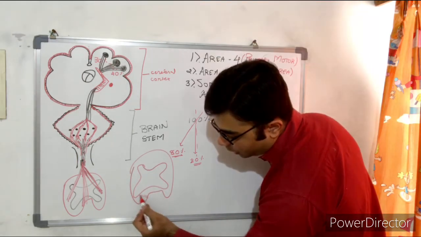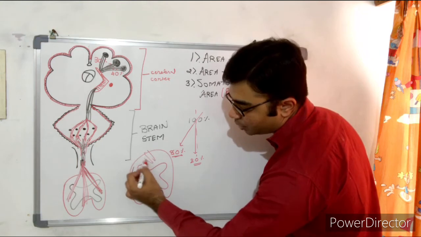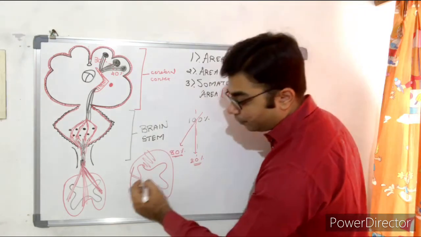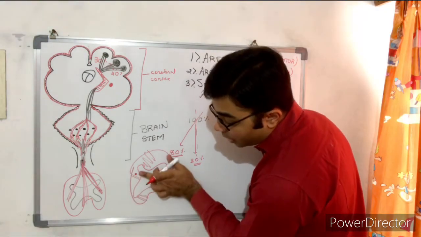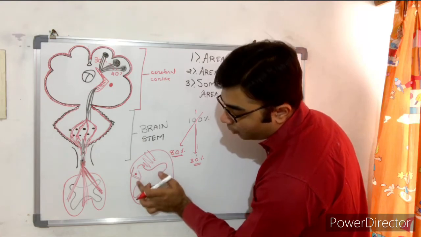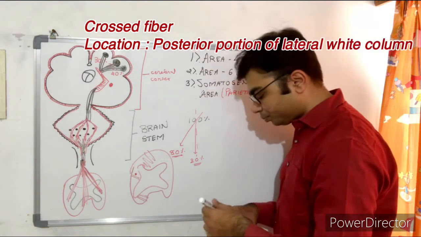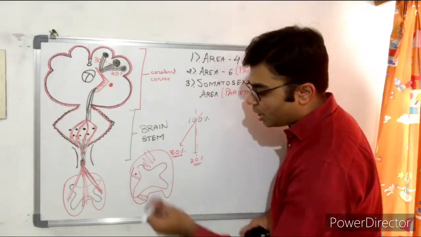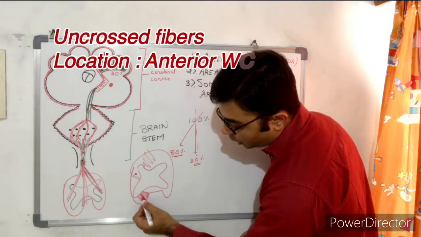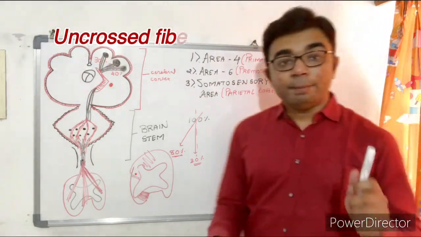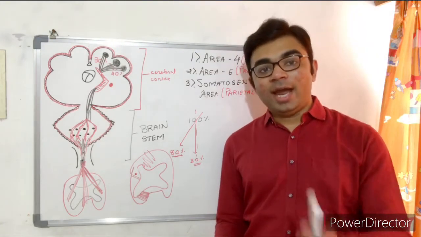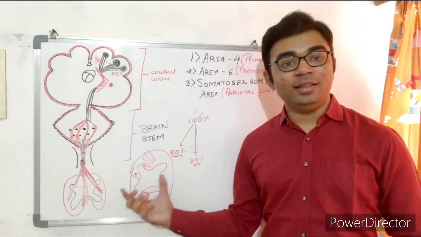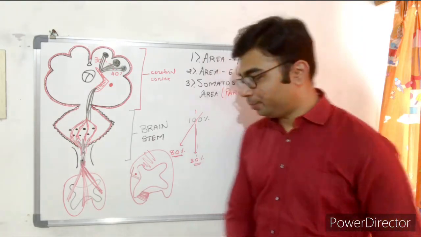So this is the anterior white column, this is the lateral white column, this is the posterior white column. Similarly, it occurs on this side also. But the fibers which are coming, they lie over here. That is the posterior portion of the lateral white column nearer to the posterior grey horn. And those 20% uncrossed fibers are going in the anterior white column. So the posterior portion of the lateral white column and the anterior white column is the location of the pyramidal tract in the transverse section of the spinal cord.